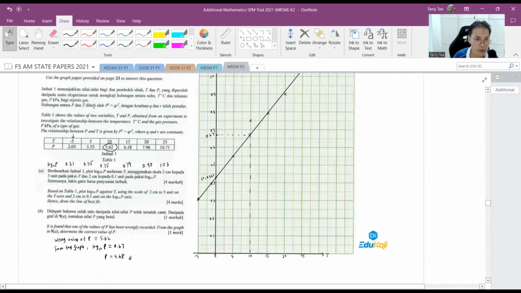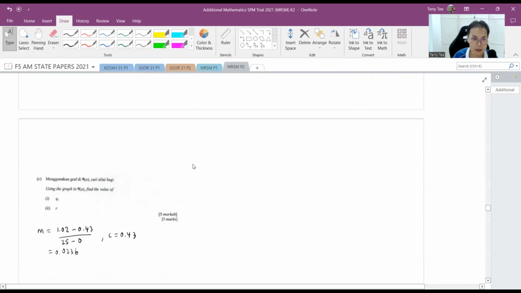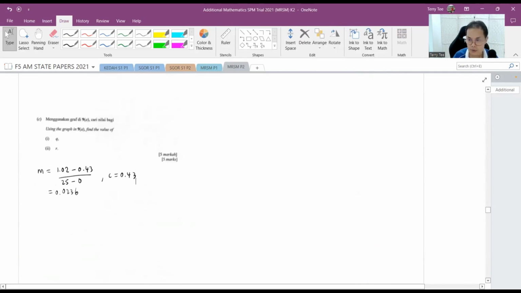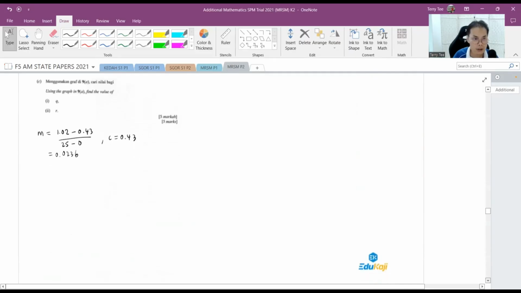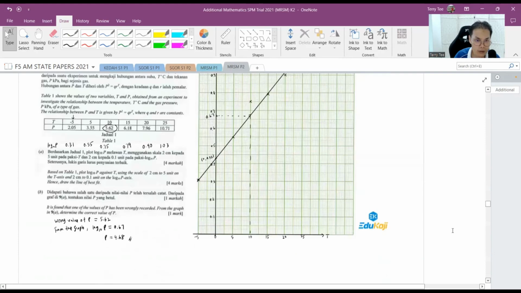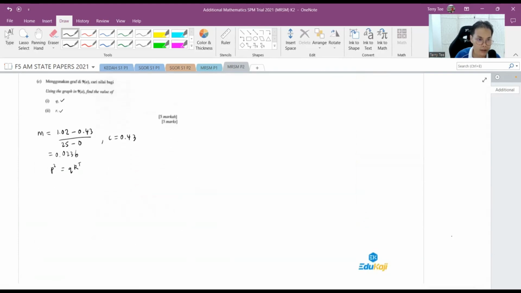Your equation is p squared equals qr to the power of t. Let me work it out here. We're supposed to find the value of q and r. My r is a small r, let me check again, yes, a small r. So let's change this. Okay, so let's take logarithm.